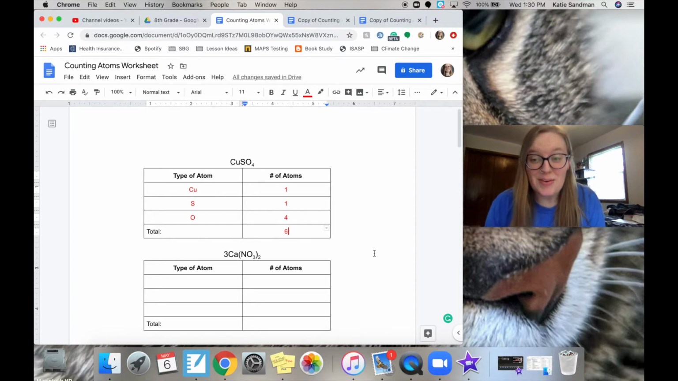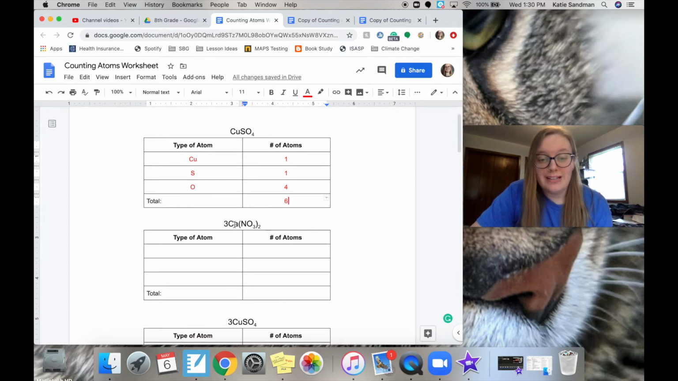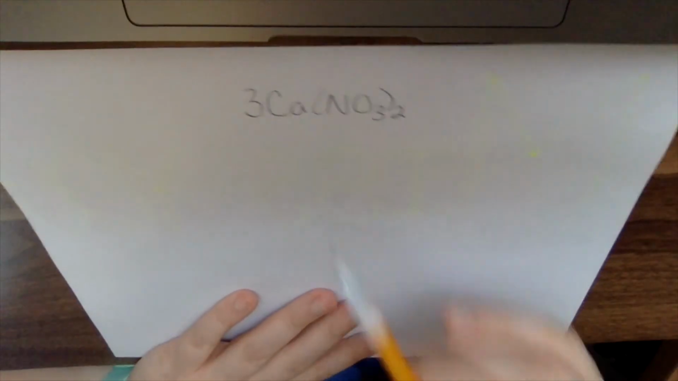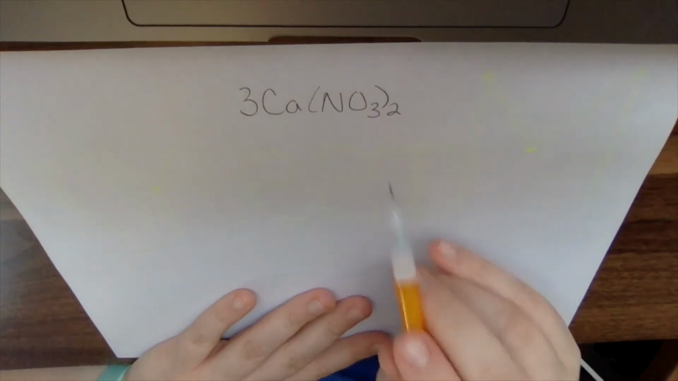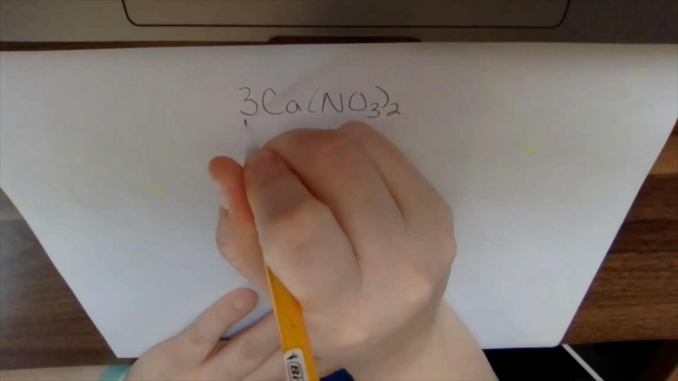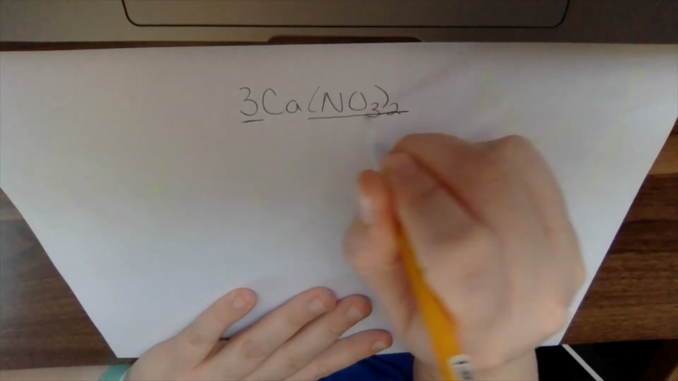Alright, so back from our first example. So next we're going to move on to this one here. So now we have 3Ca(NO3)2. So I'm going to go to the paper and I will be back. Alright, for our second example here, this is where it tends to get a little bit harder because not only do we have our coefficient here, but we also have the parentheses.